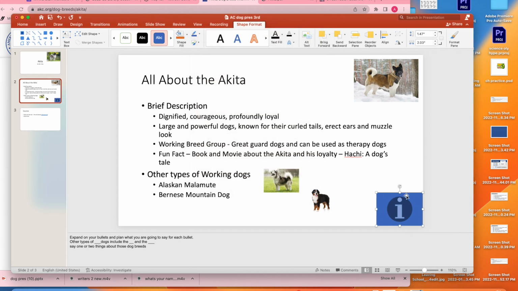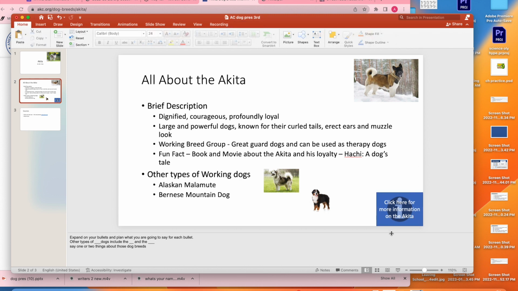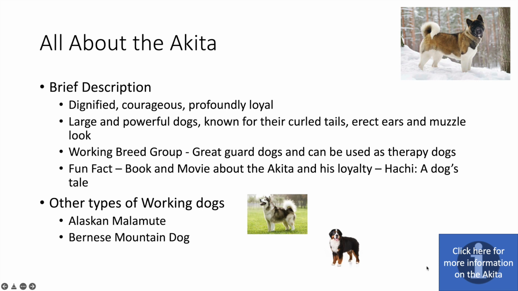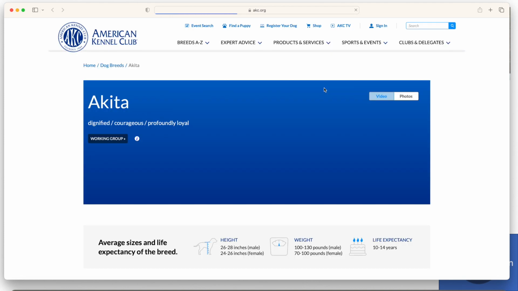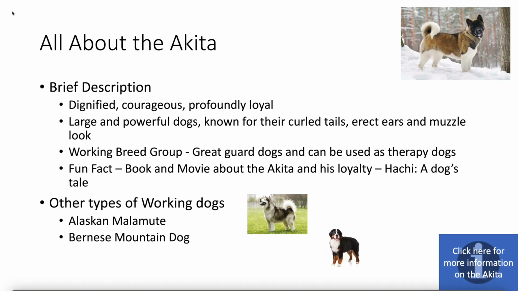Now this doesn't show anyone that, hey, this is hyperlinked, you need to click me. So I'm just going to type. With it selected, I don't have to do anything special. I just say click here for more information on the Akita. Okay, your hyperlink will not work in this view, but if you go here to presentation view and hover your mouse over it and click, it should work there. Yay, it worked. All right, so go test it and make sure it works.